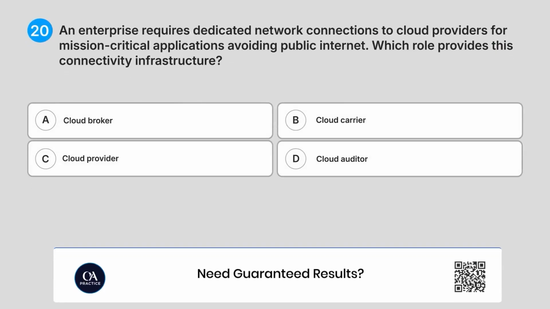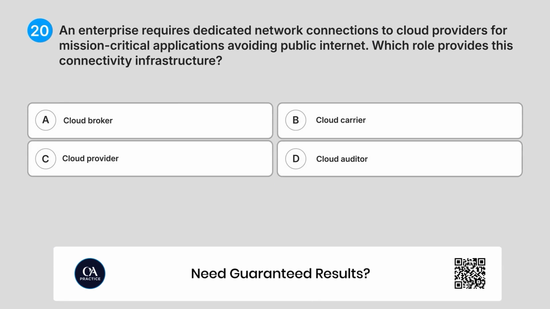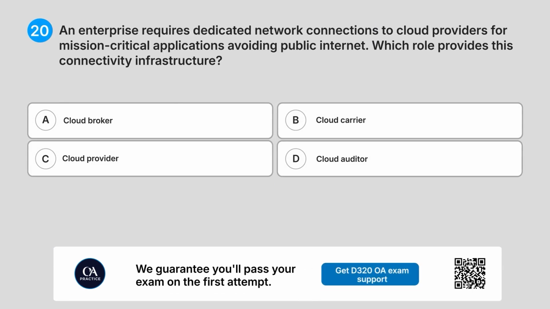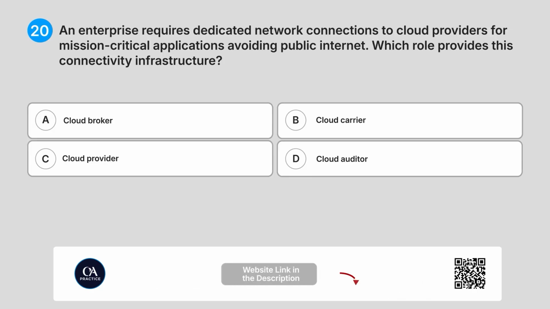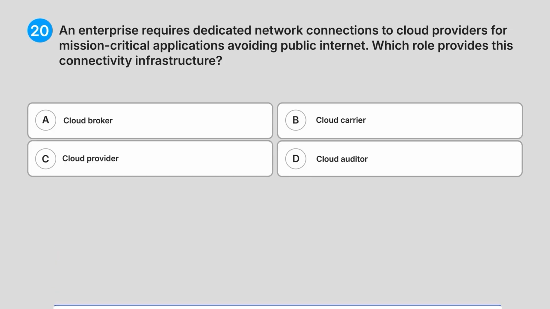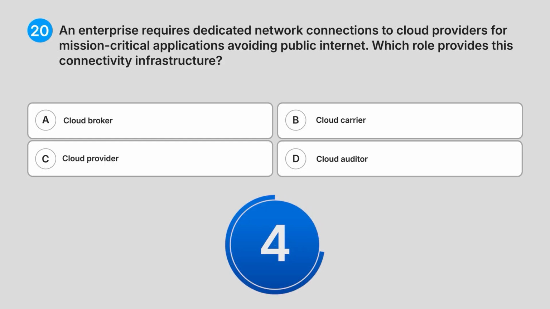20. An enterprise requires dedicated network connections to cloud providers for mission-critical applications avoiding public internet. Which role provides this connectivity infrastructure? A. Cloud broker. B. Cloud carrier. C. Cloud provider. D. Cloud auditor. Do you know the answer?